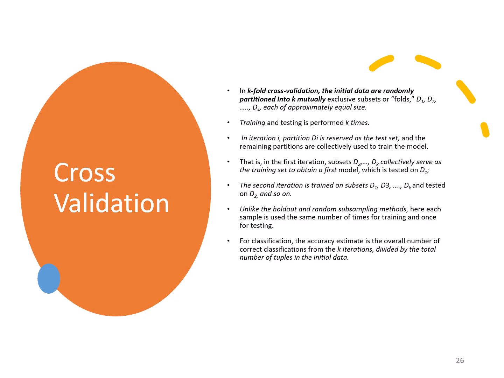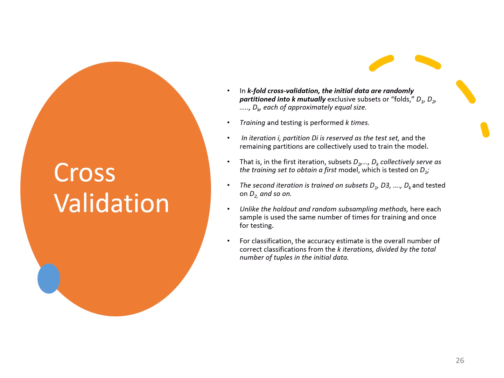In k-fold cross-validation, the initial data are randomly partitioned into k mutually exclusive subsets or folds, D1, D2, up to Dk, each of approximately equal size. Training and testing is performed k times. In iteration i, partition Di is reserved as the test set and the remaining partitions are collectively used to train the model. That is, in the first iteration, subsets D2 to Dk collectively serve as the training set to obtain a first model, which is tested on D1. The second iteration is trained on subsets D1 and D3 to Dk, except D2, and tested on D2, and so on.